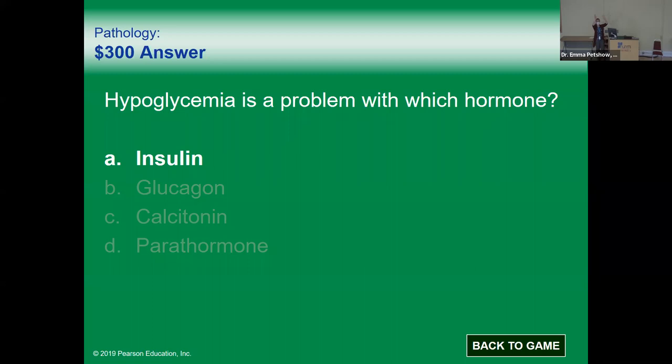Hypoglycemia is a problem with insulin because what insulin does, we secrete insulin to uptake sugar from blood, right? So if we do that too well, then we can get low blood sugar, which is hypoglycemia. Glucagon does what? Glucagon encourages us to actually get more blood sugar available, right?